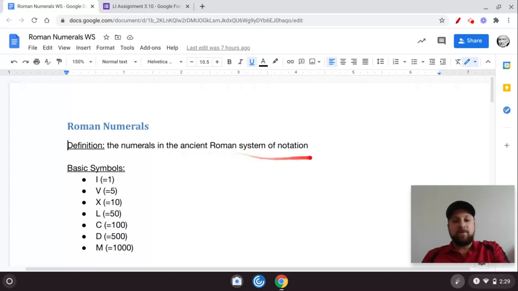They are the numerals in the ancient Roman system of notation. So it's not the same numbers that we use. They use letters to represent numbers. So let's start with the basic symbols. I have a feeling that a few of you know many of these symbols already, but let me go through my normal explanation.